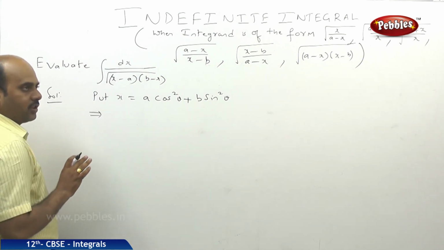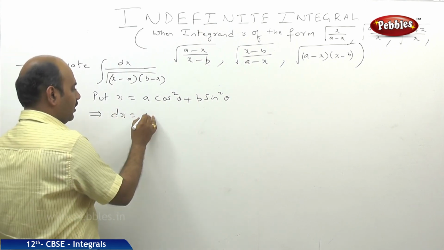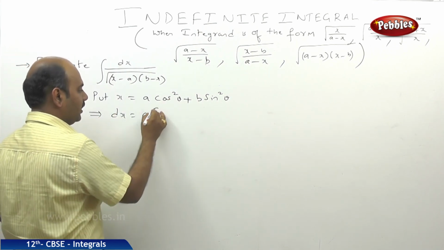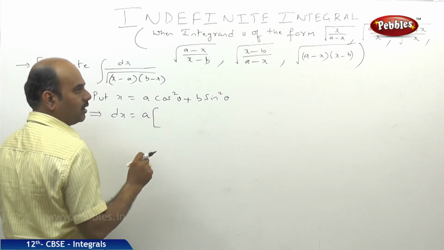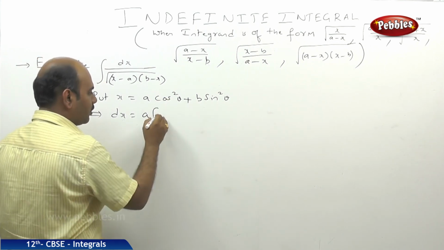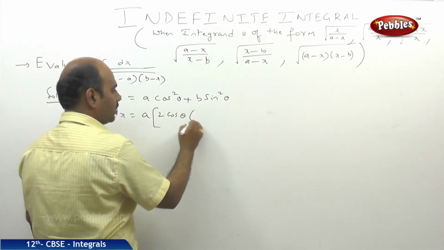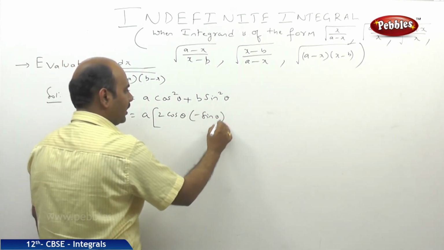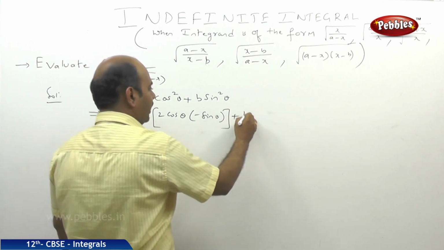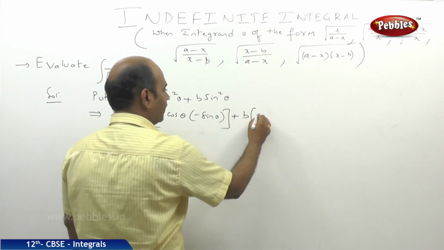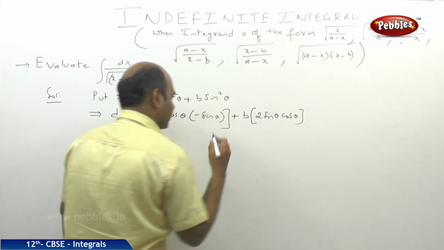I will differentiate with respect to x. So what happens? dx is equal to a into cos square theta. Cos square theta looks like x square, and x square means 2x. So basically this becomes 2 cos theta, and the derivative of cos theta is minus sin theta, plus b into sin square theta. Sin square theta means 2 sin theta and cos theta.